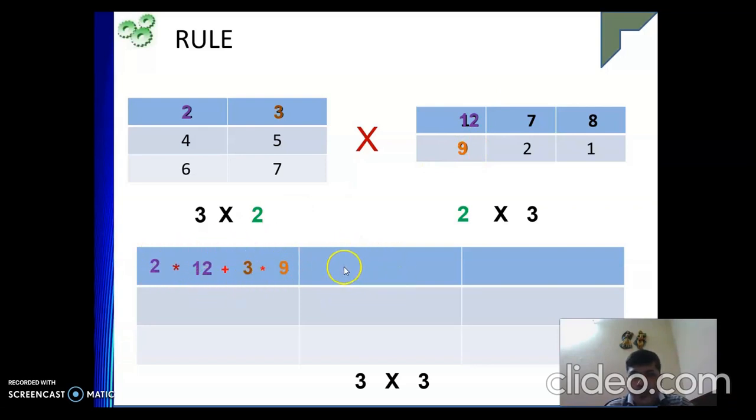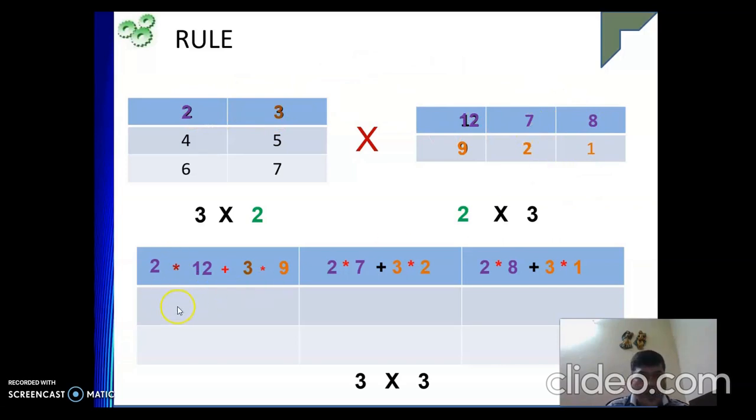For row 1, column 2, again 2 will be multiplied by 7 and 3 will be multiplied by 2. So 2 is multiplied by 7 and 3 is multiplied by 2, right? Similarly, in the next one, row 1, column 3, again 2 will be multiplied by 8 and 3 will be multiplied by 1. So we have 2 multiplied by 8, 3 multiplied by 1.